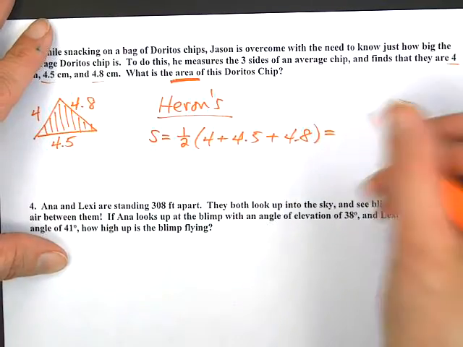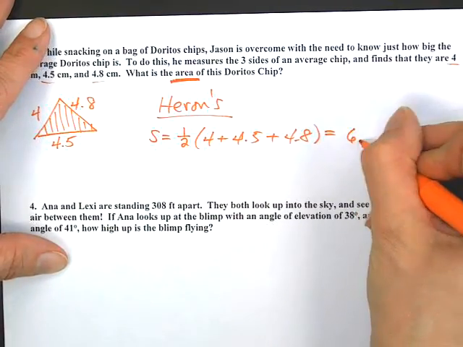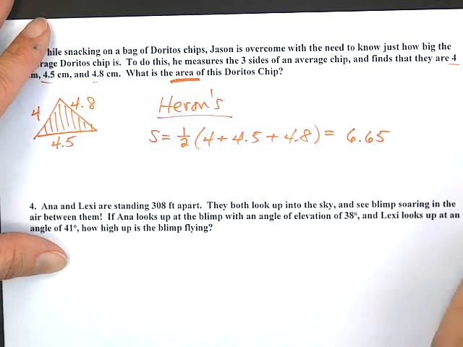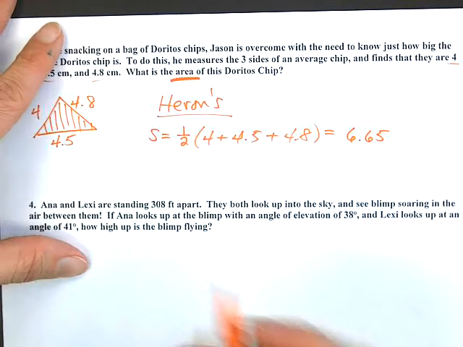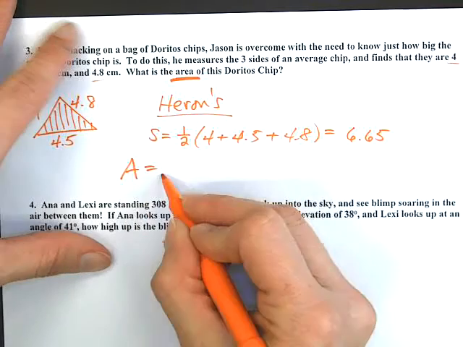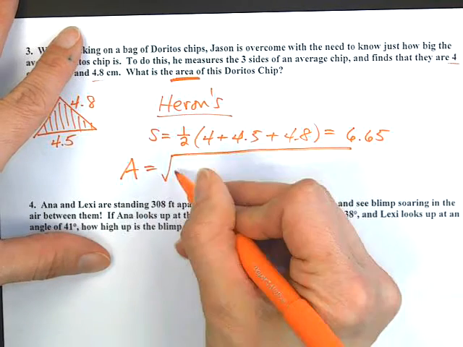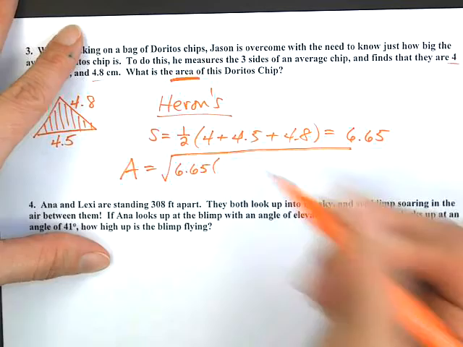All right, are you back with the answer? Did you get 6.65? Okay, don't chop any of that off, keep that whole. And then area is big, big radical. We're going to take 6.65 by itself.